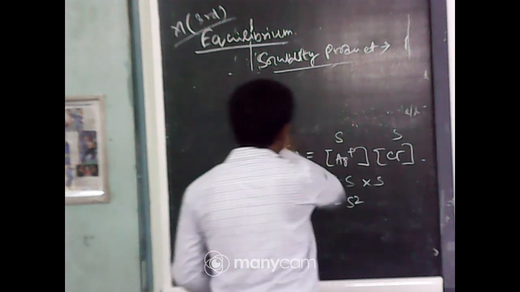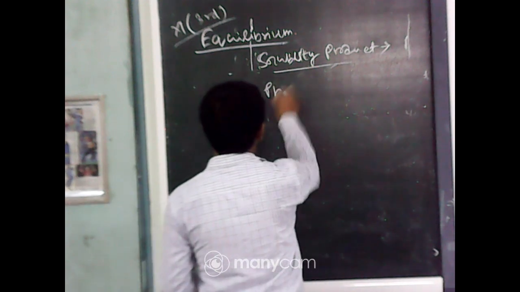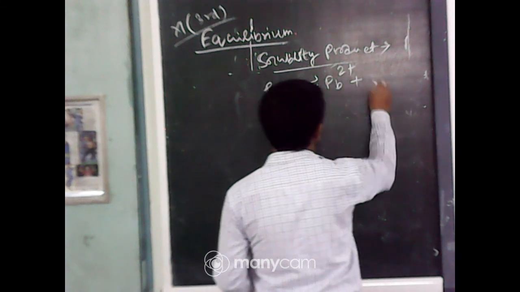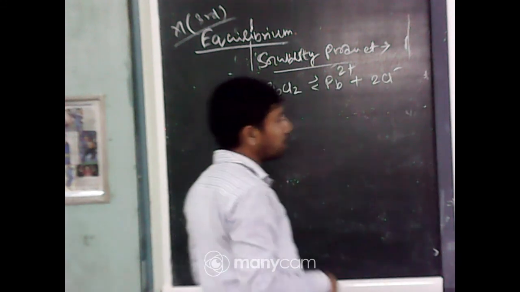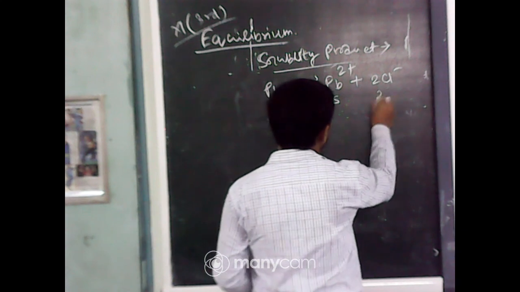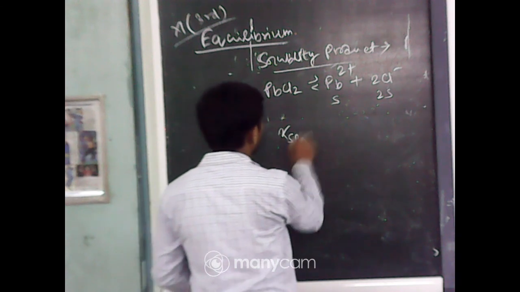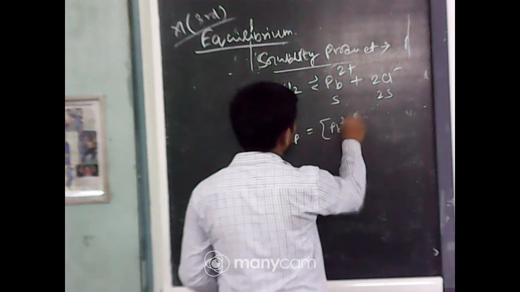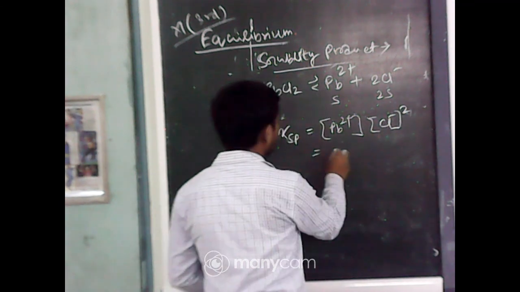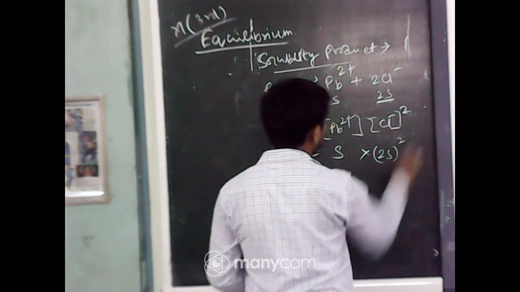If we take any other example, that is PbCl2, it dissociates into Pb2 plus and 2Cl minus. Now, the solubility of PbCl2 is given as S. So, the concentration becomes S and 2S. We have done it earlier, why it is 2S. Now, Ksp is Pb2 plus into Cl minus square. So, Pb2 plus has S, and Cl minus has concentration 2S, with the power square.